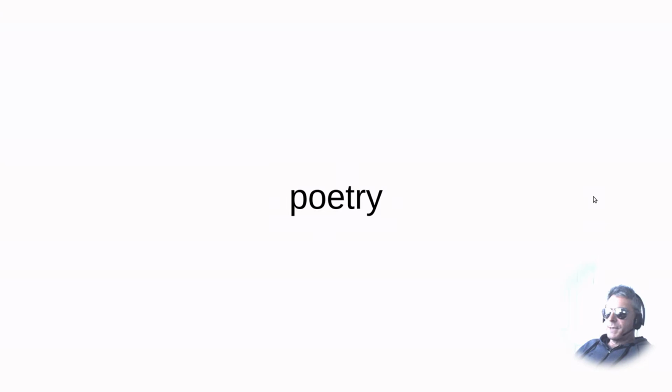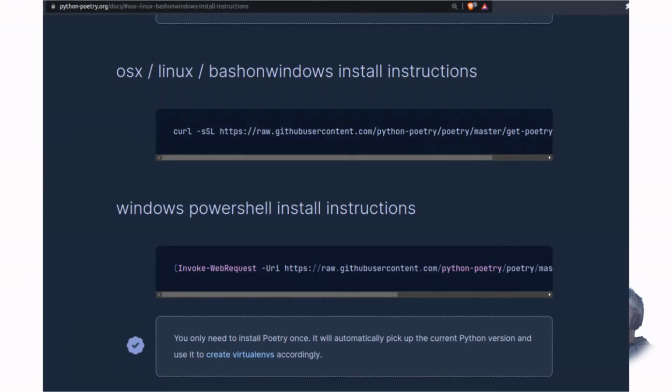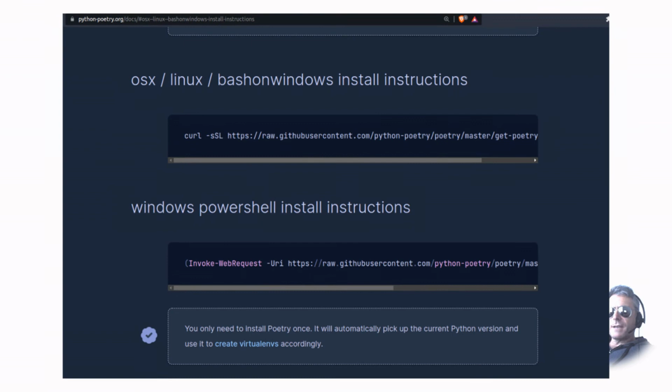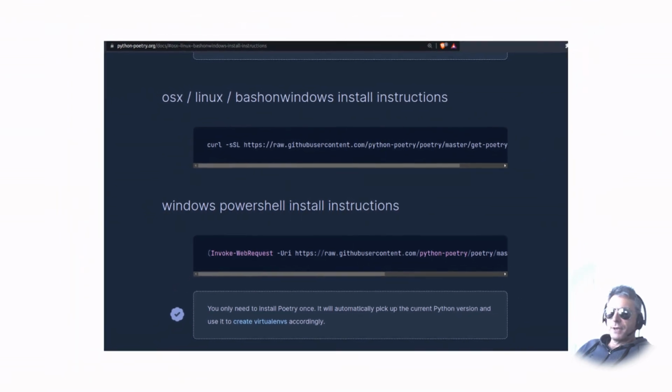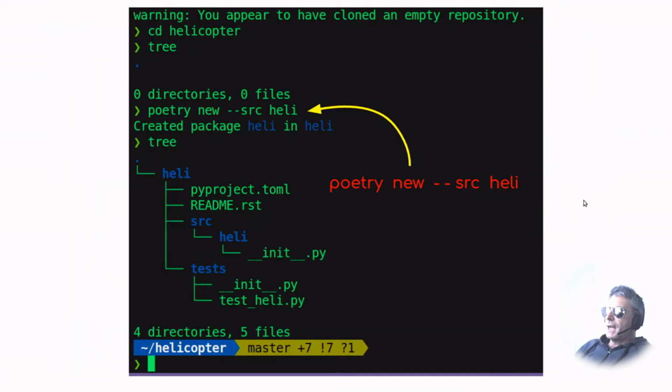Then this is where Poetry comes in. So Poetry, you need to install. I'll get to that later on, but basically once you've got Poetry installed, again, you run it from the command line: poetry new --src, and then the name of my app. So the project's called Helicopter, and then the app, the code that I'm writing, is going to be called Heli.